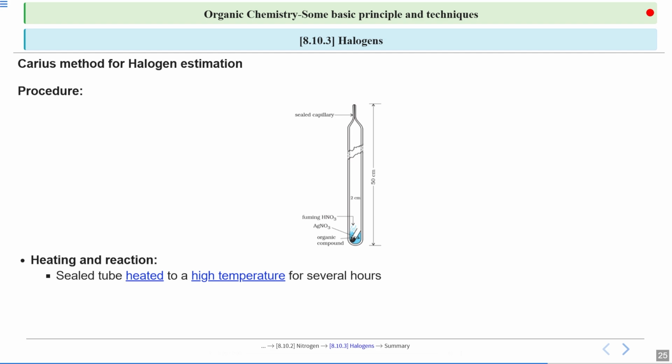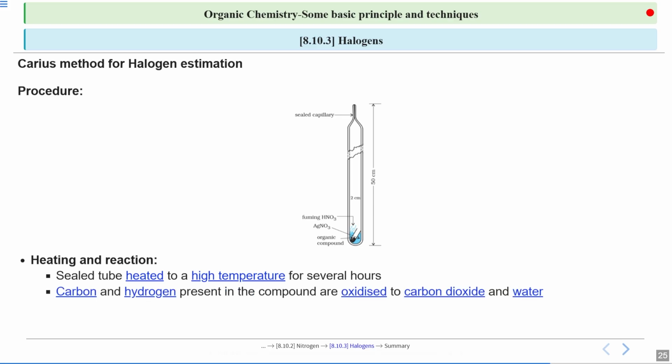First, the organic compound is placed in a sealed tube and heated to a high temperature for several hours. During the heating, the carbon and the hydrogen in the compound are oxidized to form carbon dioxide and water. Oxidation here means that the carbon and hydrogen gain oxygen atoms.